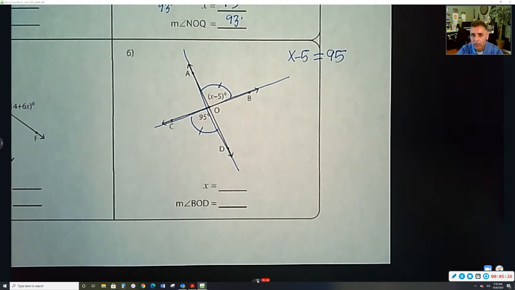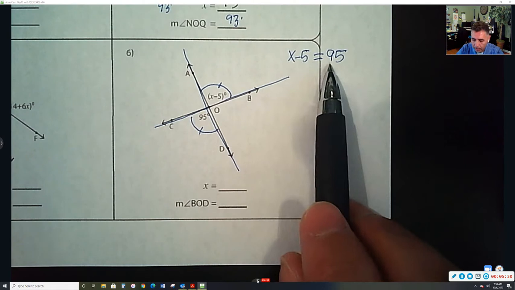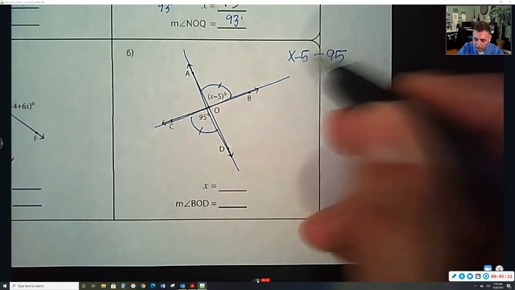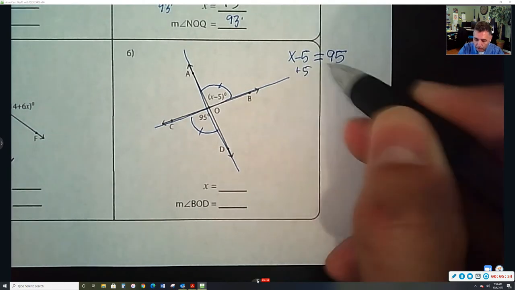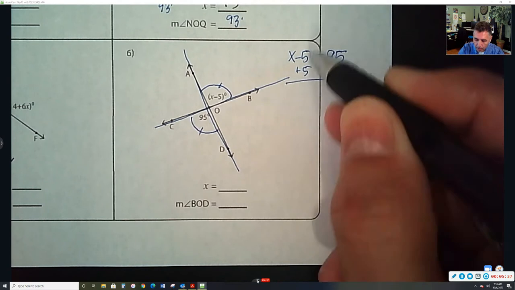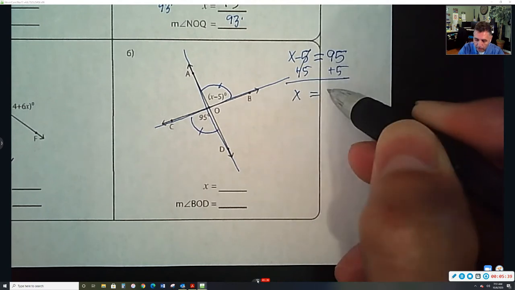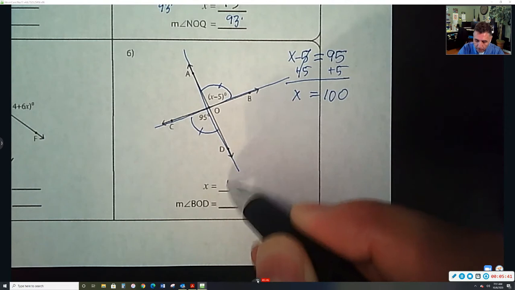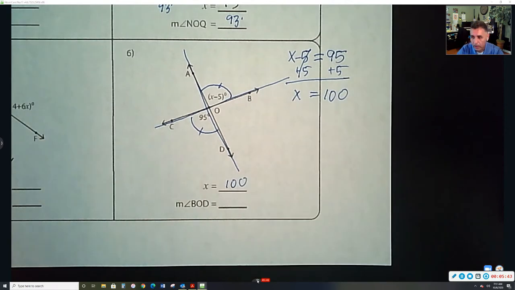And that's an easier equation to solve than the top one I just did. Here you have x minus 5 equals 95. Well, we just need to add 5 to both sides to get x by itself. That goes away. X equals 100. So I figured out the unknown value of x. And then it says find the angle of BOD.